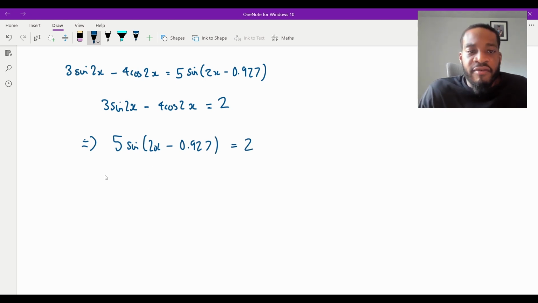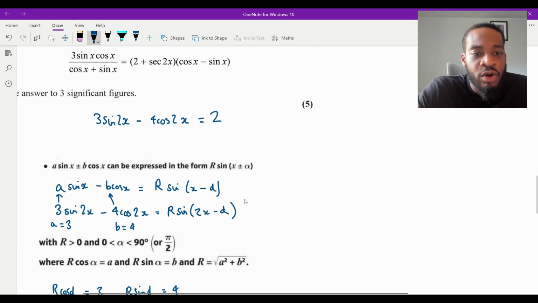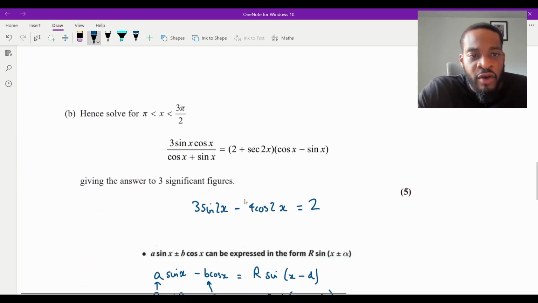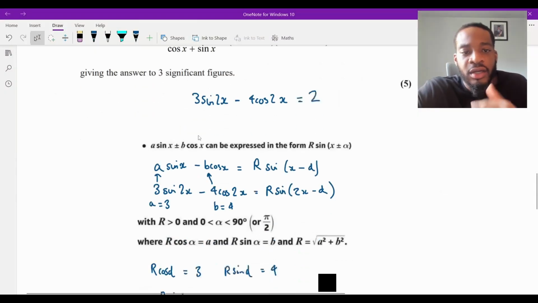So dividing by 5, sine of 2x minus 0.927 is equal to 2 over 5. Now I'm going to do the sine inverse part. Let's get our range again for the actual question. The range was that one. X is between pi and 3 over 2 pi.